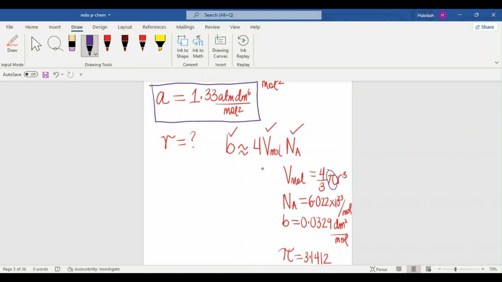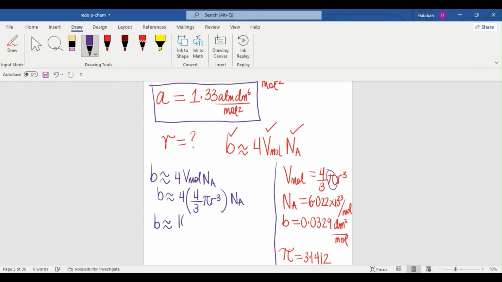So now that we've gotten all of that information, we just simply substitute. Let me separate this. So you have b like this for V molecule Na. That would be 4 times the volume of a molecule, which is 4 over 3 pi r cubed, Na. So b was just simply 4 times 4 is 16, so that would be 16 divided by 3 pi r cubed Na.